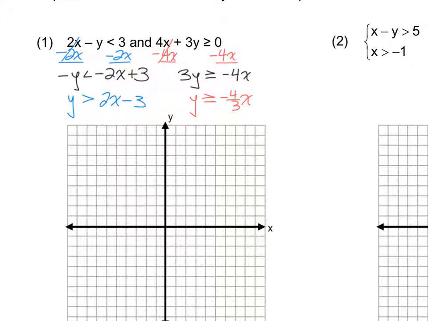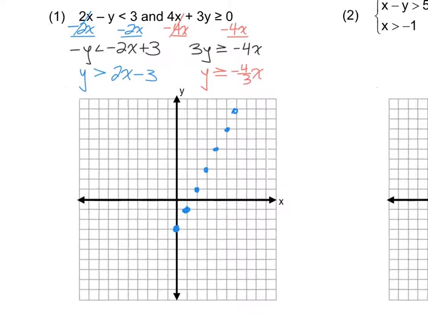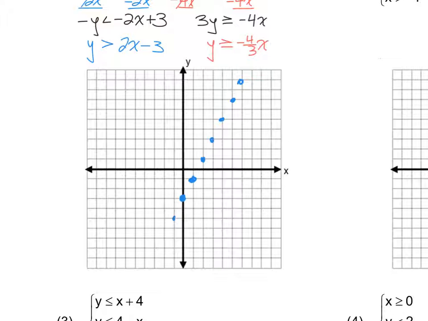All right. So the y-intercept for my first inequality is negative 3. Slope is 2, so up 2 over 1. Oh, overshot the mark, or undershot it, whatever the right word is.